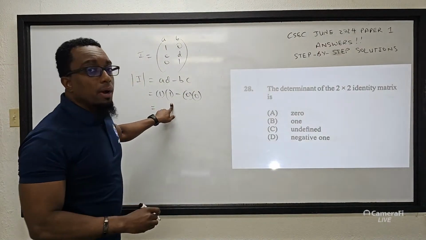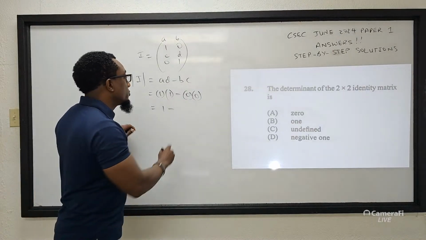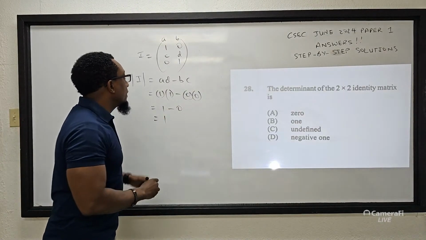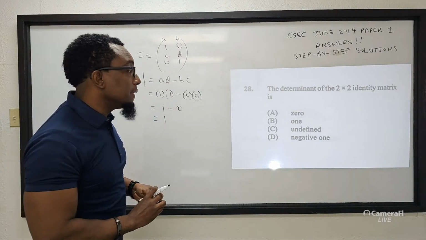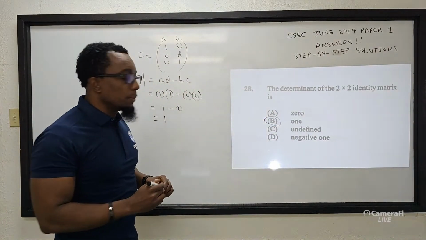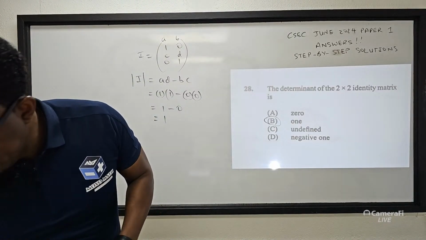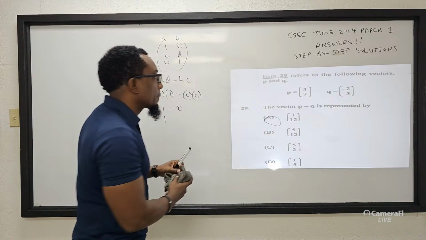So 1 by 1 will give me 1. Subtract 0 by 0 will give me 0, and 1 minus 0 is 1. So the determinant of that 2 by 2 identity matrix will be 1, whose answer is B. So 28, we're looking at B. So let's look at 29.